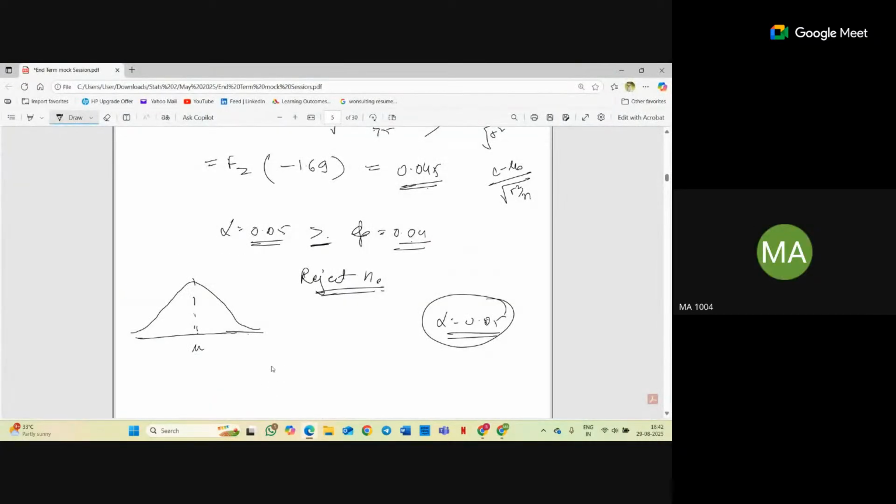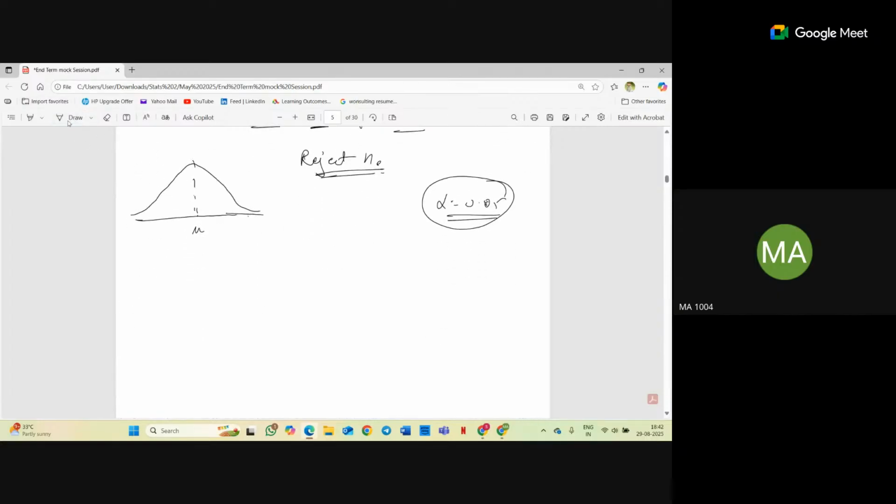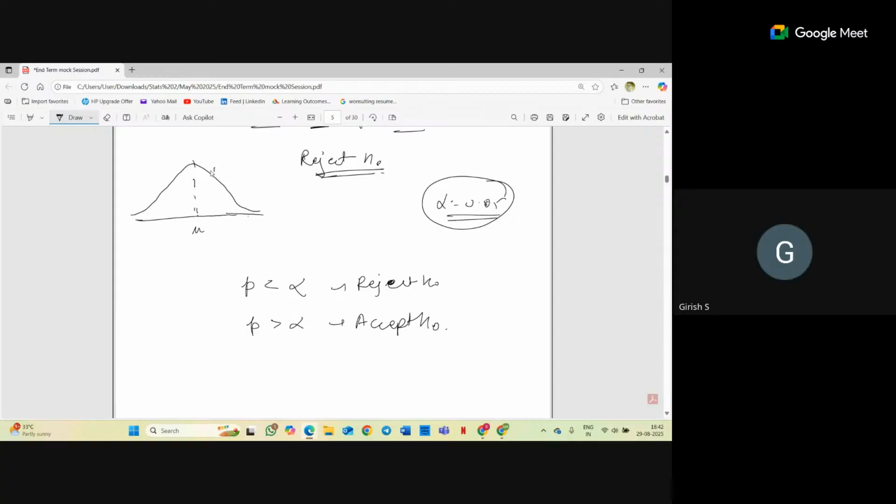Just remember one thing. If we are comparing alpha and p value, if my p value is coming less than alpha, we would be rejecting H0. And if my p is coming greater than alpha, we would be accepting H0. Right? So just take it as a simple thing. So what is my p value? It will be equal to the sample mean.